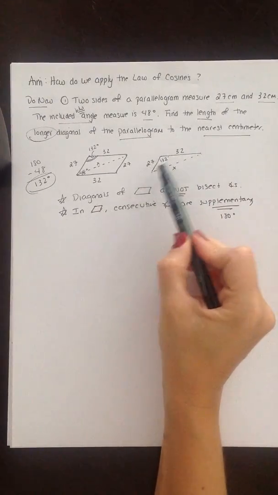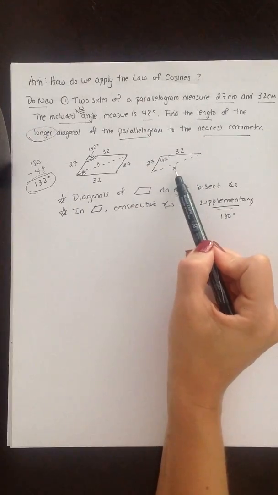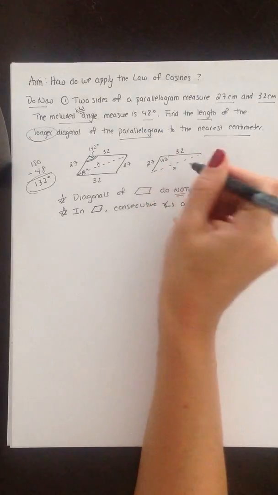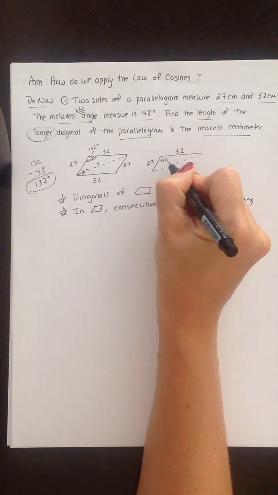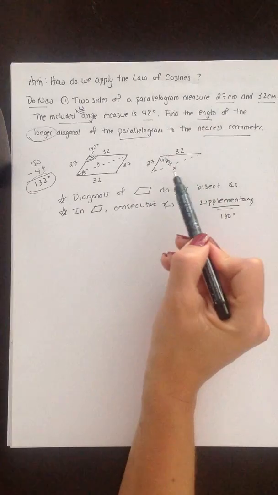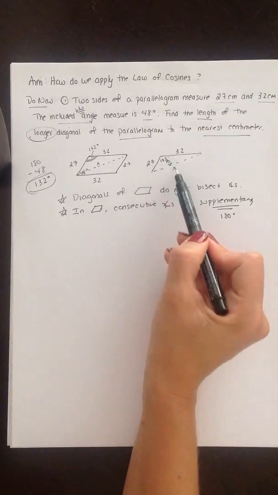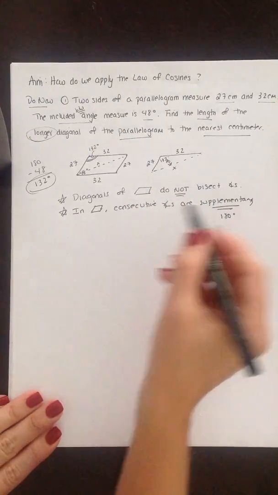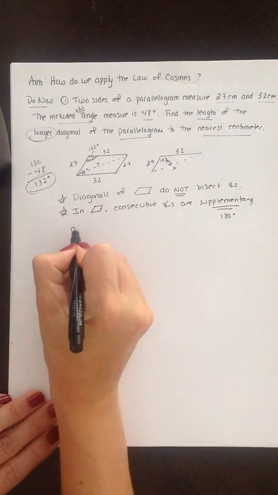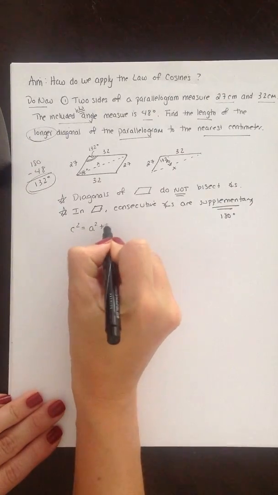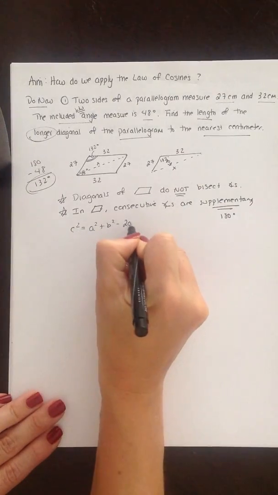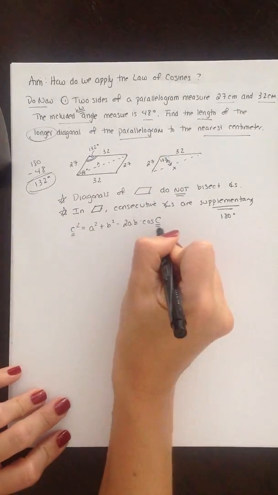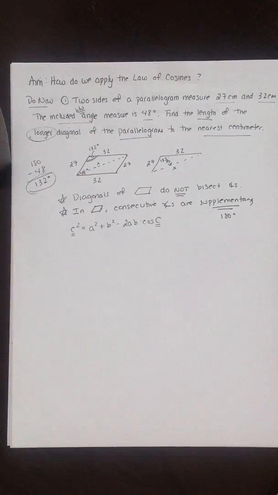But now we've got a triangle with three sides, one unknown side. And the angle that we have corresponds to the side that's unknown. So we can use the law of cosines. Law of cosines says c squared equals a squared plus b squared minus 2ab times the cosine of angle C, where the side and the angle match up, they correspond.